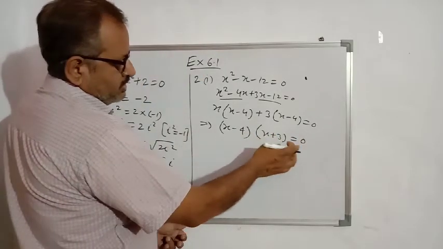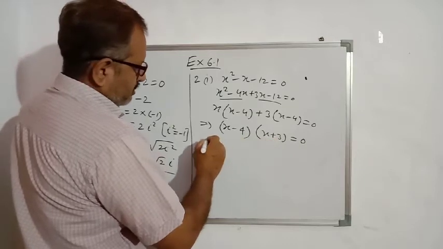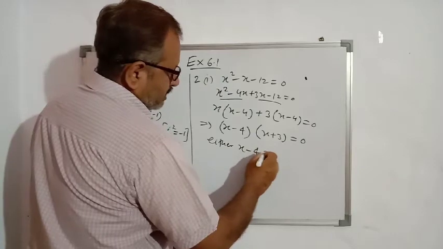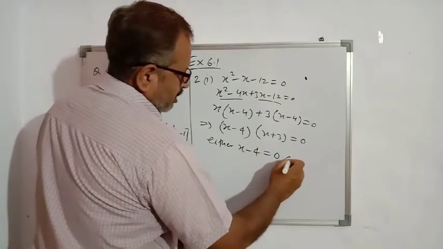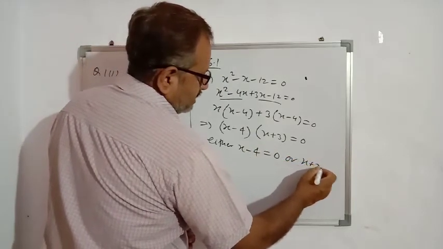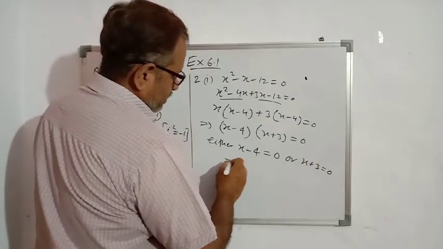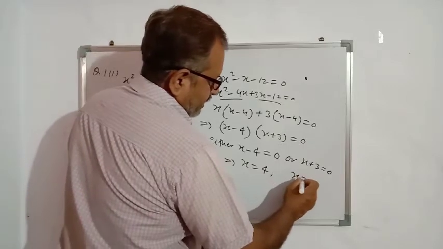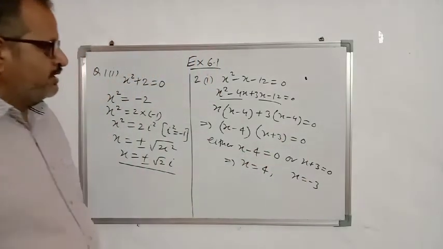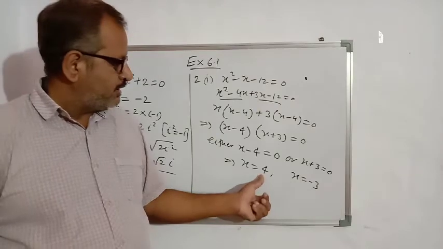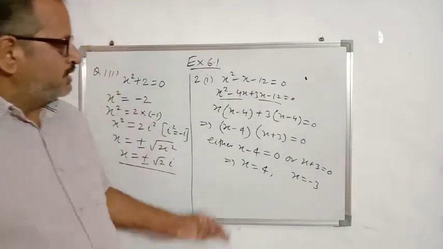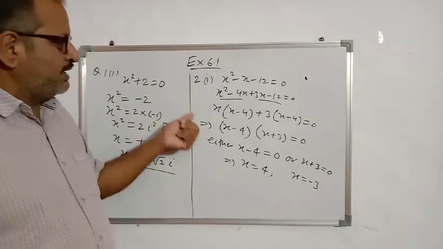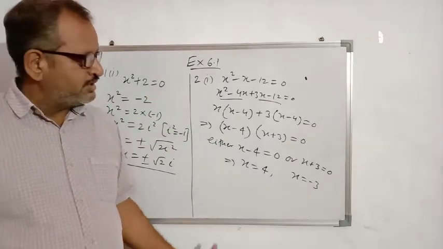Product of two brackets is 0, so we can apply the zero product rule. Either x minus 4 is equal to 0 or x plus 3 is equal to 0. This will give x is equal to 4 and x is equal to minus 3. So we are getting two values of x, 4 and minus 3. In this way we can solve the problem of quadratic equation. Let us see some more questions.